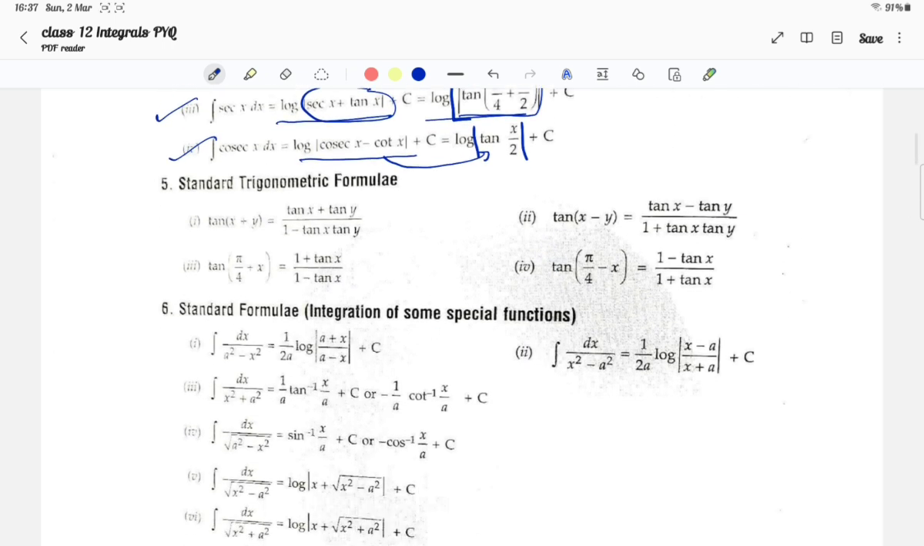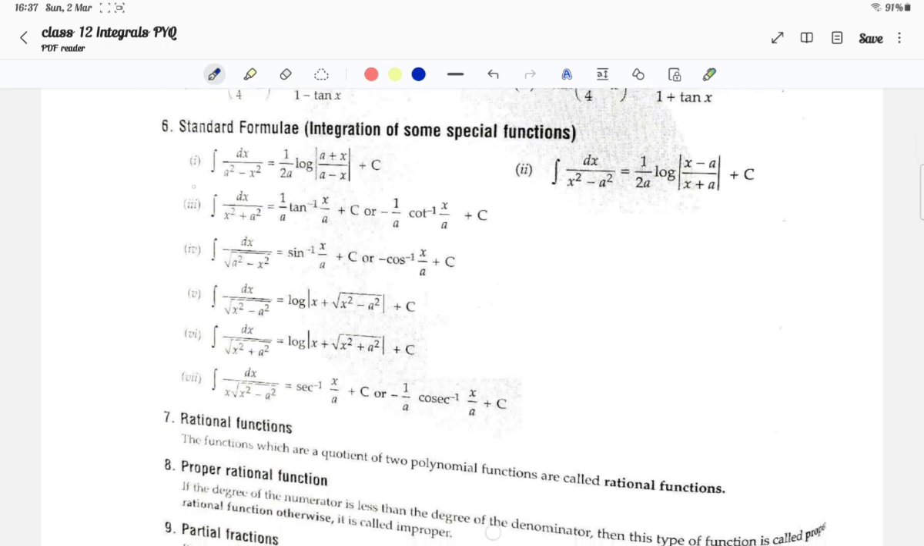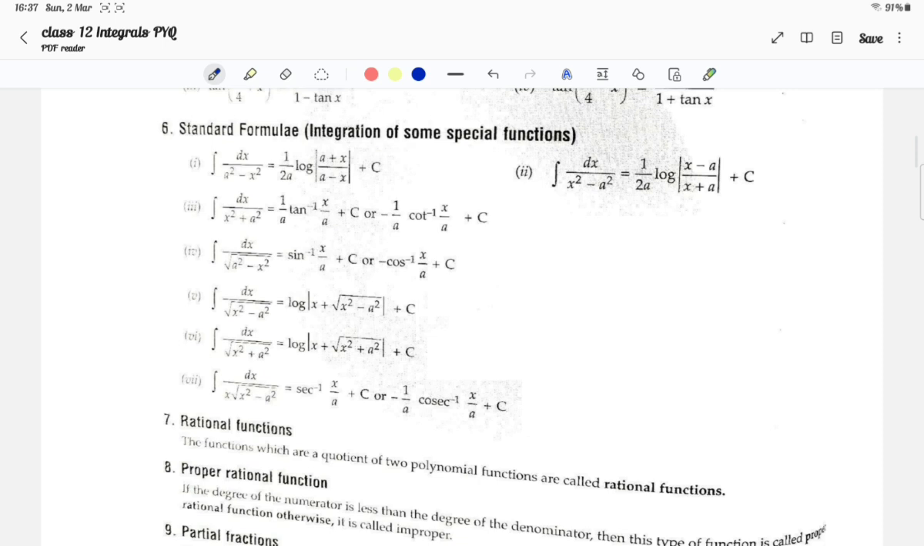Then there are standard trigonometric formulas you have to remember for this chapter: tan of x plus y is tan x plus tan y by 1 minus tan x into tan y, and for tan of x minus y the minus sign will be there in the numerator and the plus sign in the denominator. Now some special functions are also there, which I mentioned just now.